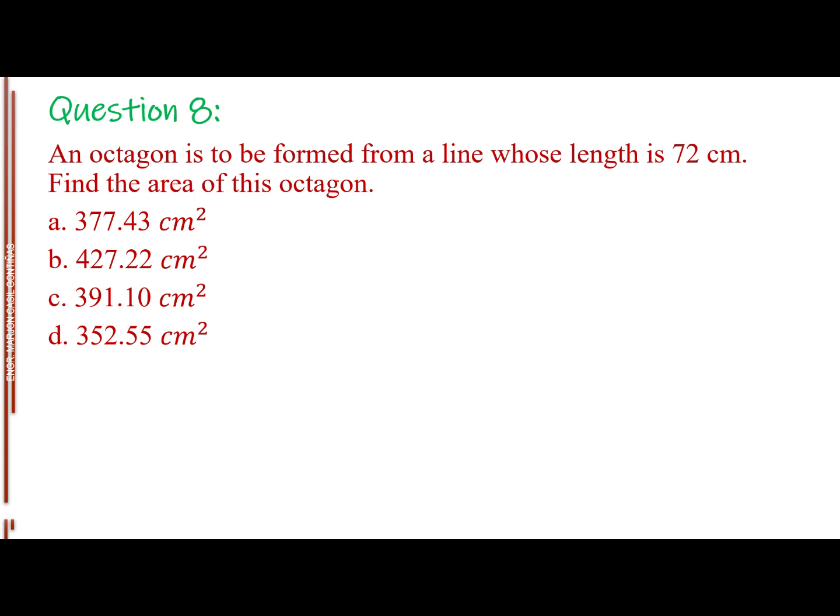An octagon is to be formed from a line whose length is 72 centimeters. Find the area of this octagon. Letter A, 377.43 square centimeters. Letter B, 427.22 square centimeters. Letter C, 391.10 square centimeters. Letter D, 352.55 square centimeters. Your timer starts now.